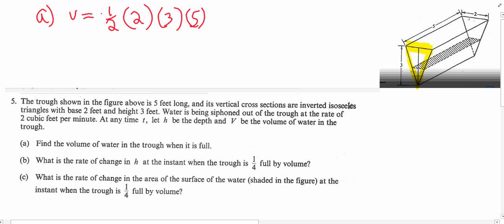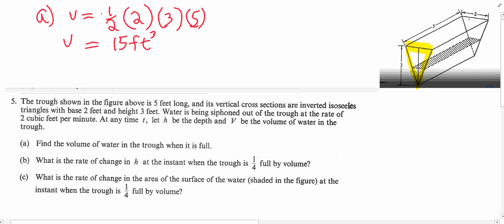So it doesn't ask us to talk about any units. Well, it doesn't hurt to put it in there. It doesn't ask us to convert to gallons, thank God. So we have 30, half of 30 is 15. So we have 15 cubic feet of water in that trough.